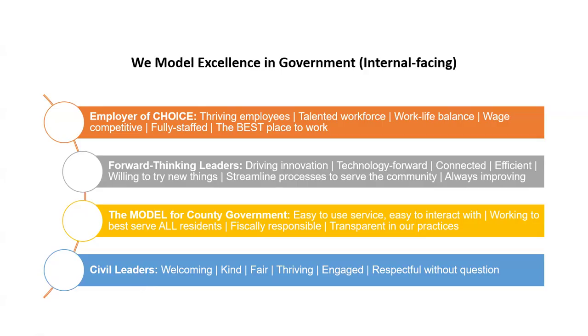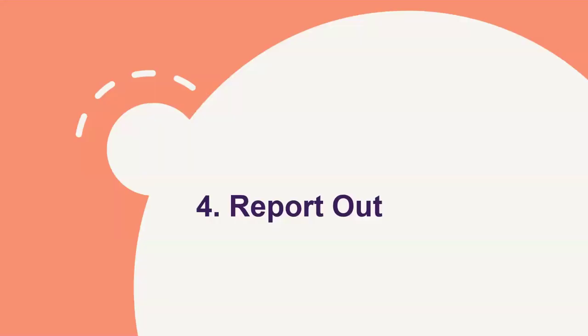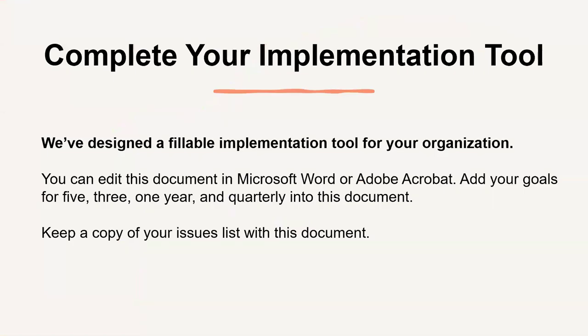So, how do you report out? We have designed a fillable implementation tool for your organization that you can edit in either Word or Adobe Acrobat, where you can, at the department level, add your 5, 3, 1 year, and quarterly goals. And we suggest that you keep this on hand and use this in the future whenever you're doing reports to county board or to your stakeholders, that you can incorporate, here's how we are working on the strategic plan for the entire organization within our own department.